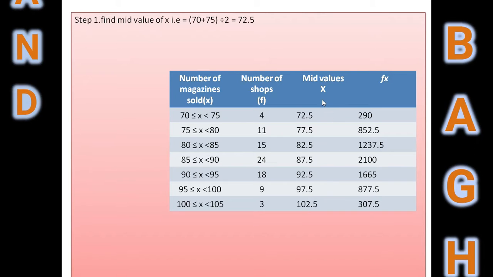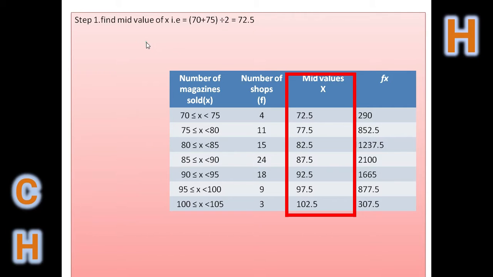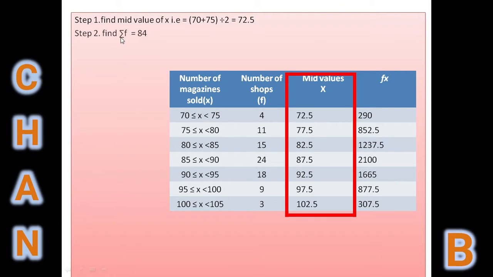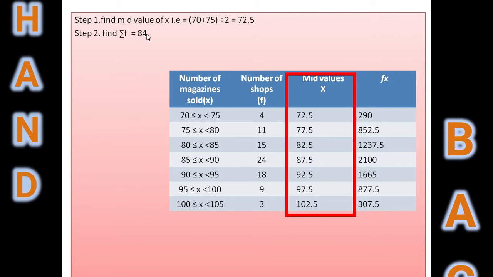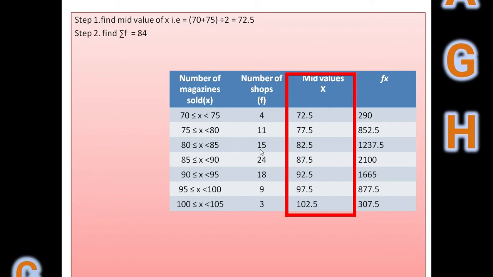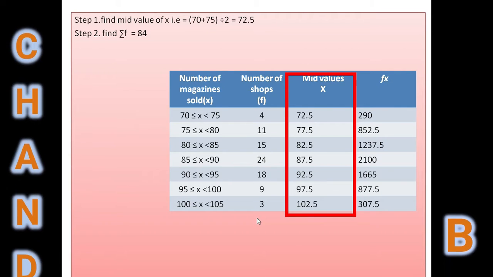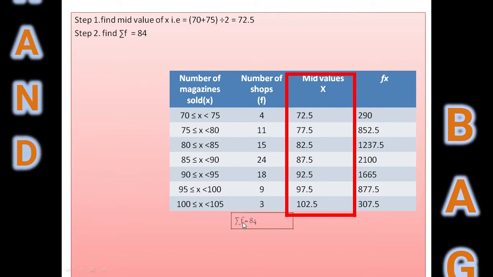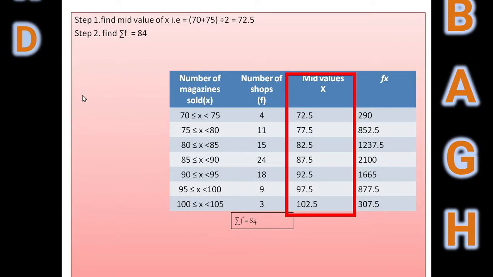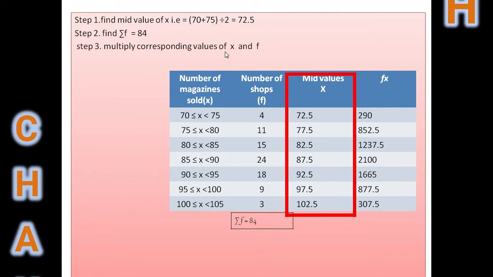That is basically x. The second step is summation f, which equals 84. Summation f means you have to calculate the sum of this column, which is basically 84.